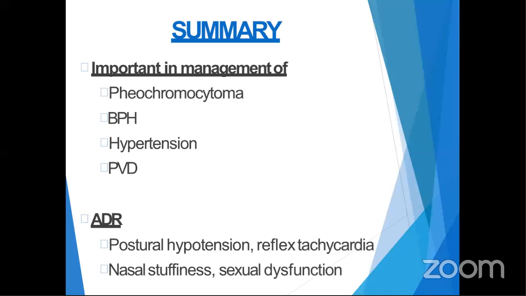Let us summarize whatever we have discussed. The alpha blockers we have discussed today are important in the management of pheochromocytoma. They are important in the management of BPH, that is benign prostatic hyperplasia or hypertrophy. They are also important in the management of hypertension as well as peripheral vascular disease. Adverse effects are that they can cause postural hypotension, reflex tachycardia, nasal stuffiness, and sexual dysfunction.